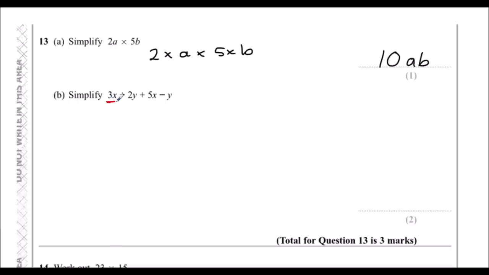Part b, simplify 3x plus 2y plus 5x minus y. So we're going to add the x's to the x's and add the y's to the y's, and we're always using the sign from in front of the letter. So 3x plus 5x is 8x, and 2y take away 1y is 1y. So it's 8x plus y.